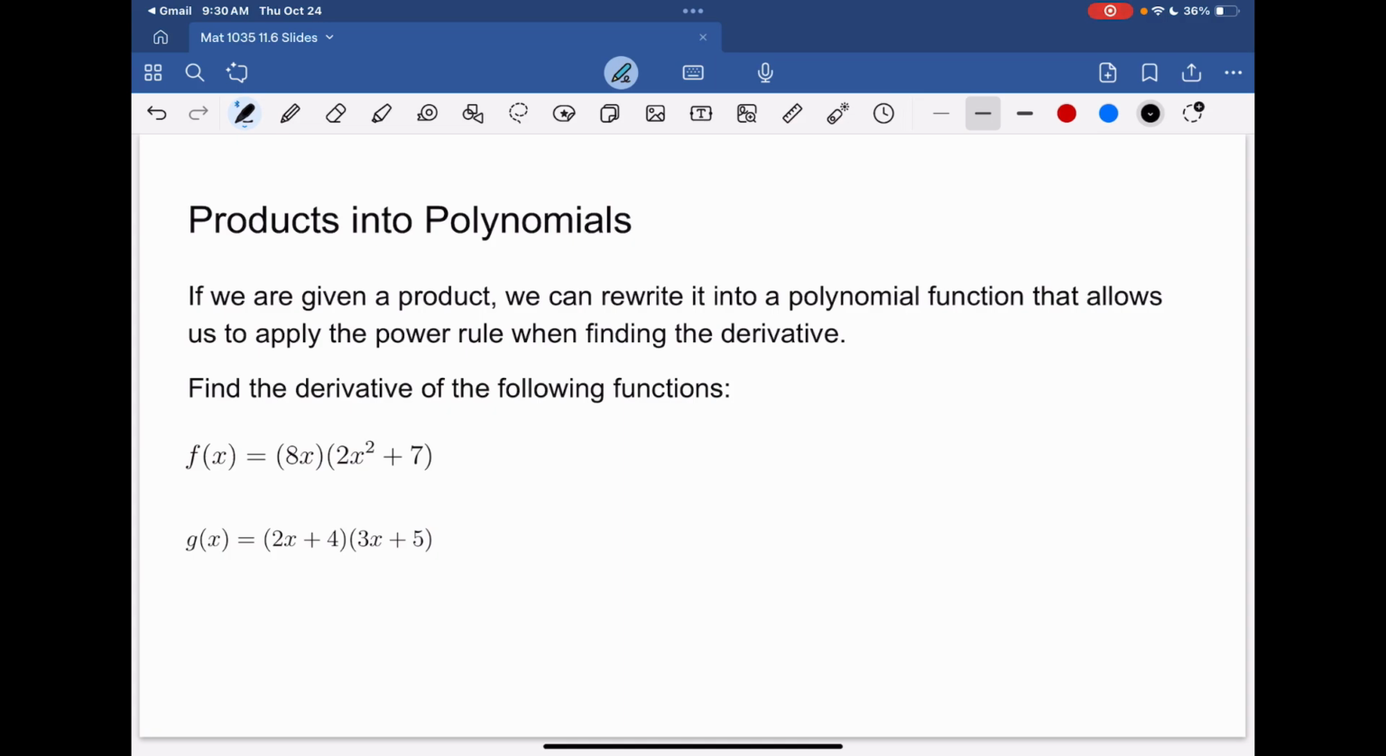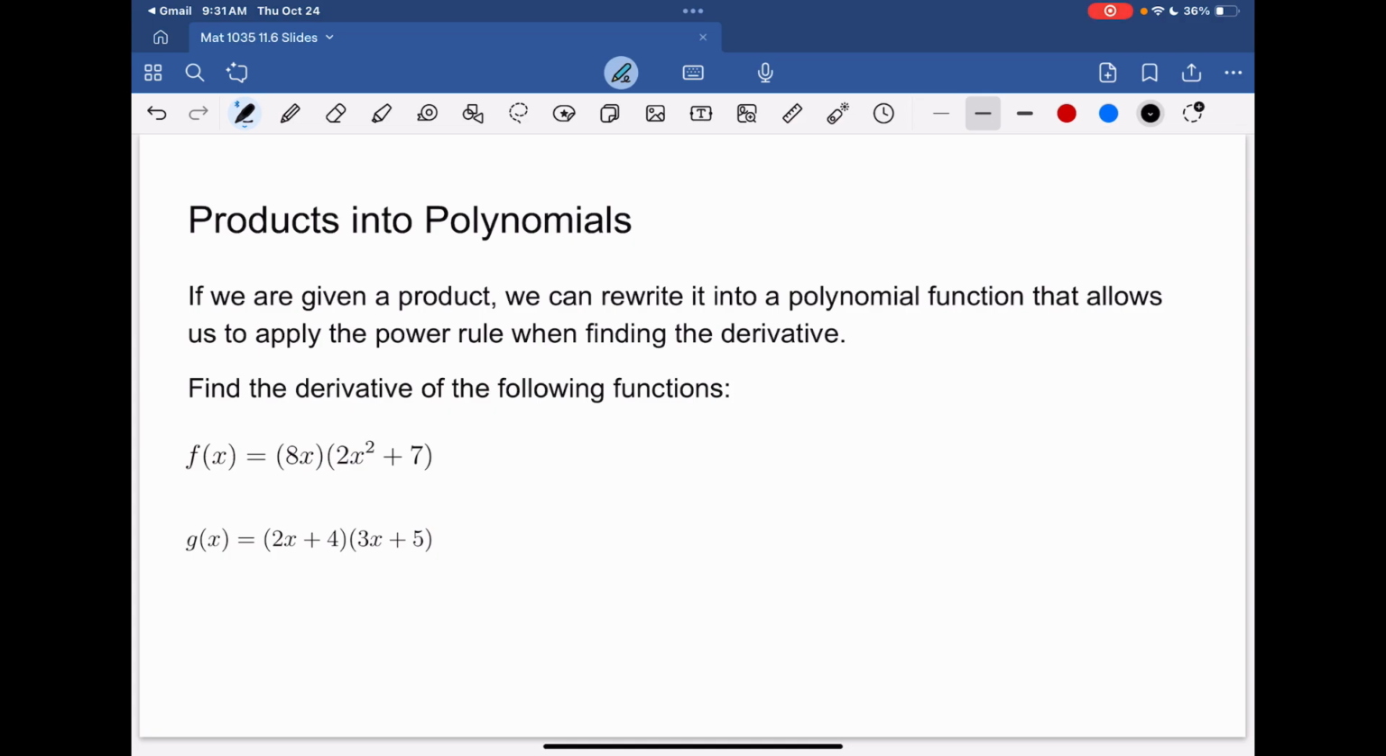First we want to talk about rewriting products into polynomials. If we're given a product, the textbook has a product rule that you can technically use, but for the size of functions that we're going to be dealing with, I think this is an easier thing to do. So we're going to rewrite it into a polynomial function, just meaning we're going to have something x squared plus something x plus 4 or something. And then we can find the derivative. All I'm going to do first is some algebra steps. I'm doing no calculus here.